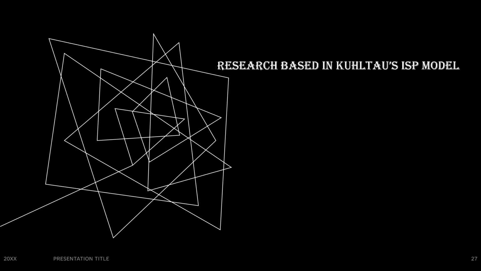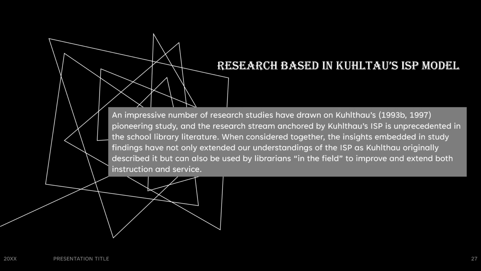Research based in Kuhlthau's ISP model. An impressive number of research studies have drawn on Kuhlthau's 1993b to 1997 pioneering study, and the research stream anchored by Kuhlthau's ISP is unprecedented in the school library literature. When considered together, the insights embedded in study findings have not only extended our understanding of the ISP as Kuhlthau originally described it, but can also be used by librarians in the field to improve and extend both instruction and service.